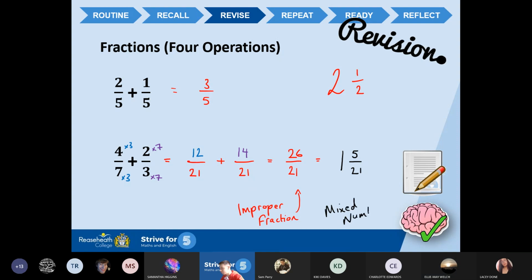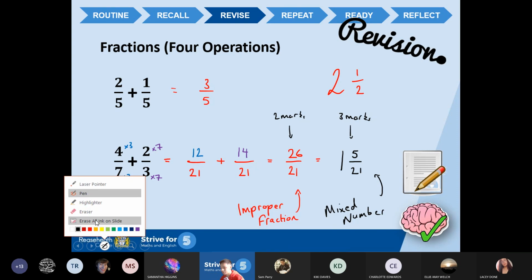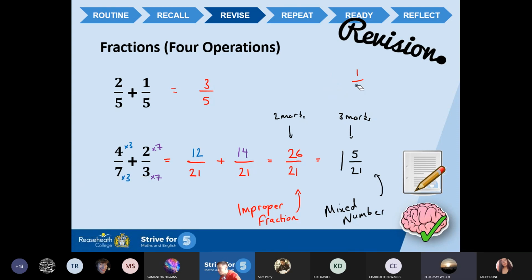Now, why is that important to be able to do that extra little bit? I think if you get up to this point, it is worth 2 marks, okay? If you get up to this point, we've seen in exams that it's worth 3 marks. So if you can do that one extra little bit, that gets you the extra mark. And when you're dealing with maths, every mark counts, okay? So it's worth trying to get our best amount of marks on each and every question, okay?